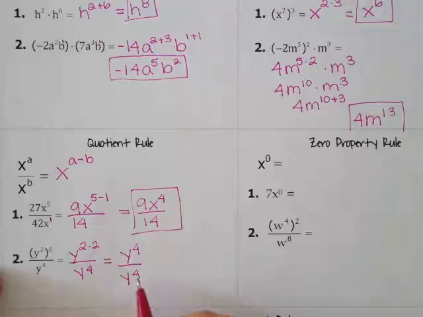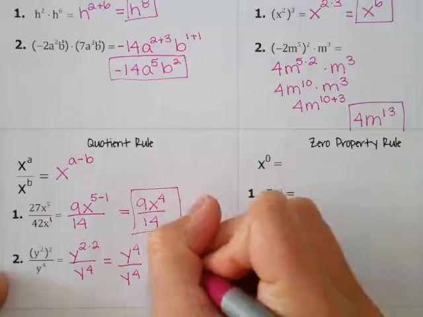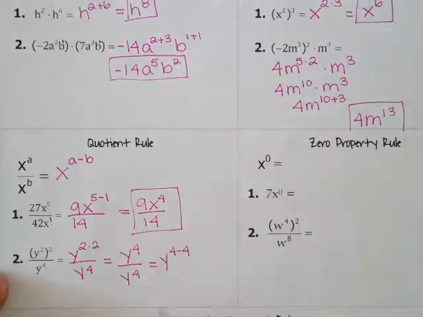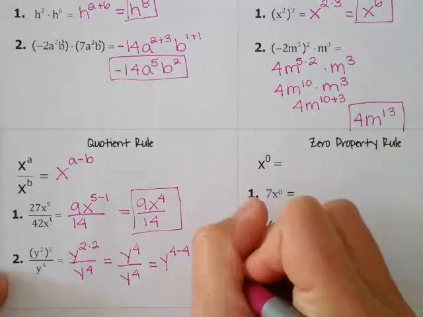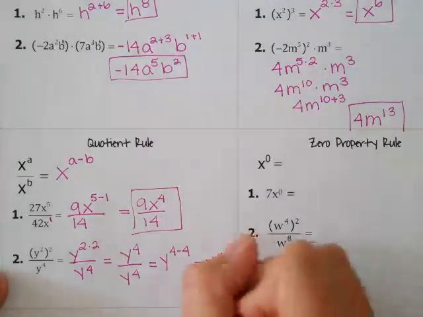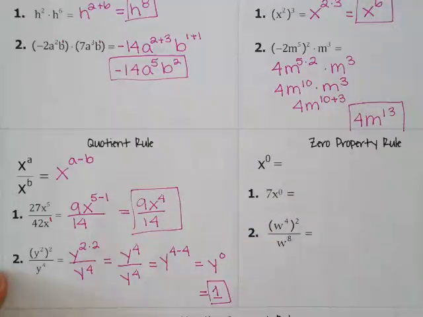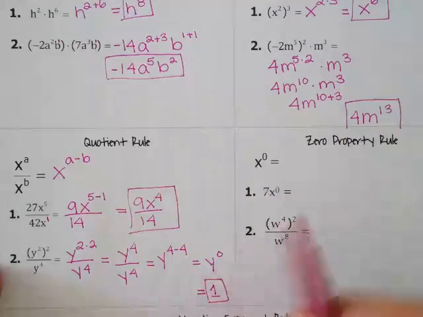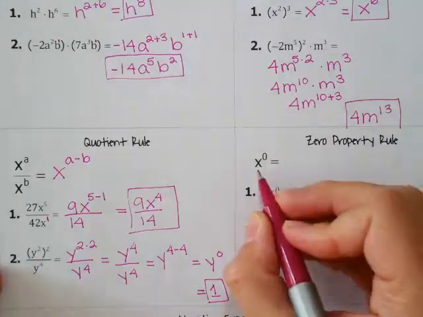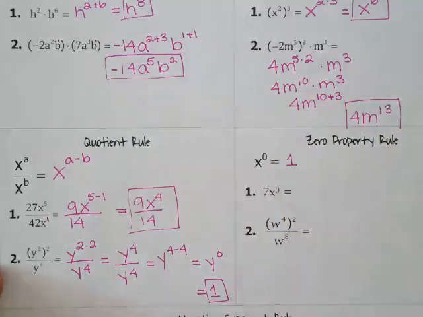Quotient rule, I'm going to bring this number up to the top here. That's going to be y to the 4 minus 4. Again, 4 minus 4 is where I got that from, which will be y to the 0 power. And just like our last video, anything raised to the 0 power, our answer is going to be 1. That leads us straight into our 0 property rule. Anything raised to the 0 power, our answer is 1.